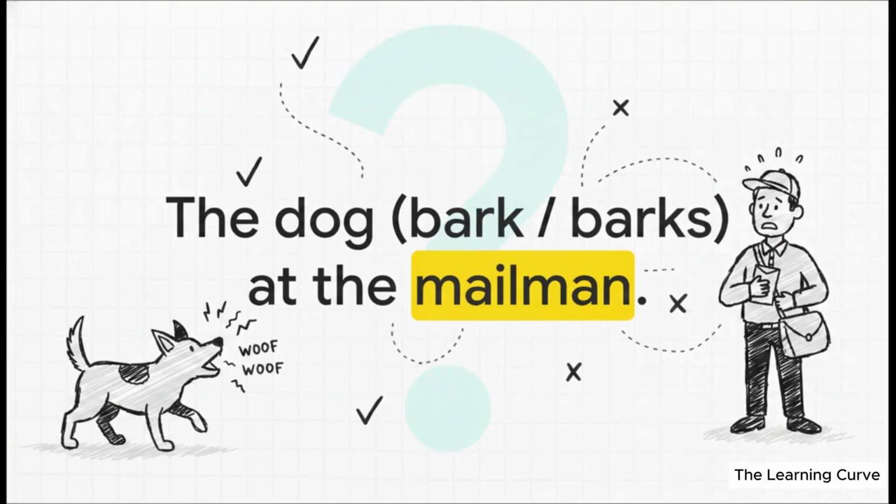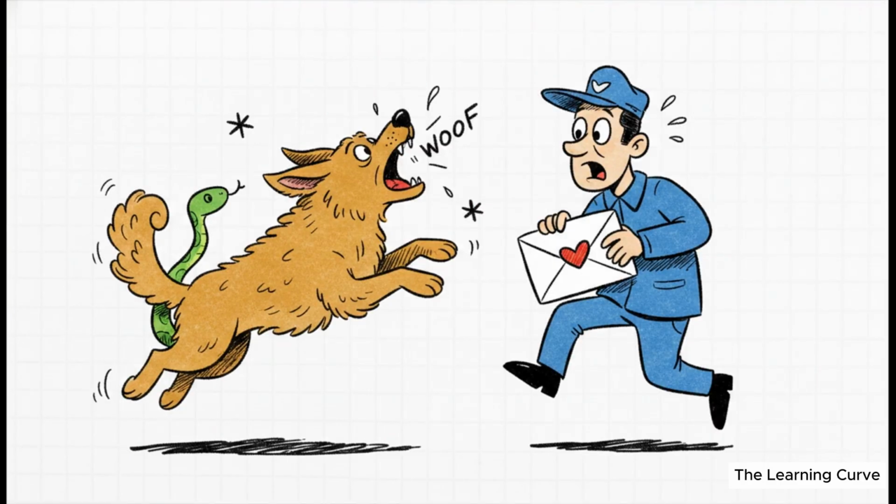Okay, time for our final practice question. The dog blank at the mailman. Should it be bark or barks? Now, the dog isn't explicitly the word he, she, or it, but think about how you should treat that subject in your head. Spot on.